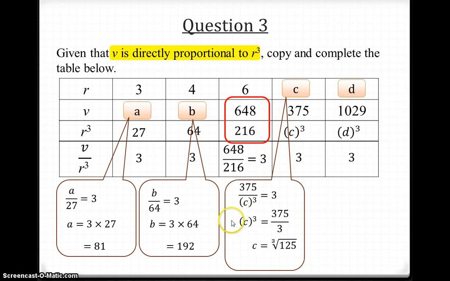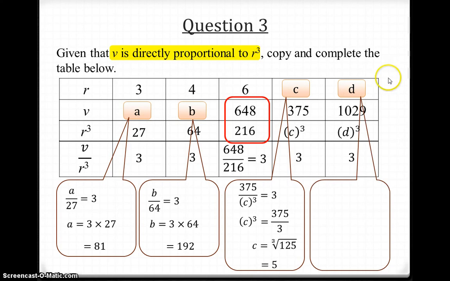Okay, likewise, if it's a square, you square root. If it's a cube, you cube root. Okay, then you'll be able to find what is C. Okay, you can pause the video now and try to solve D on your own. Then you check the answer later. Okay, we'll continue. So your D will be below D cubed. Then D is 7. I hope you get the correct answer.